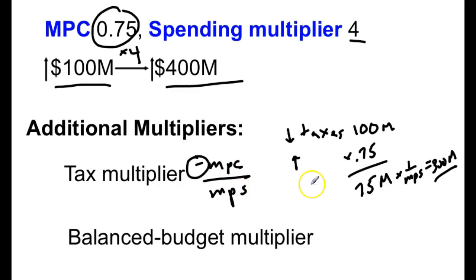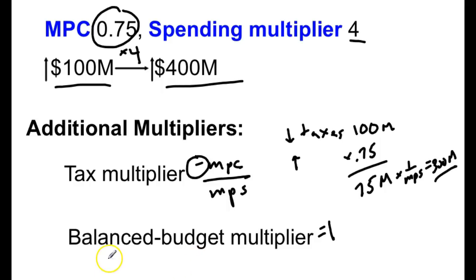So after you're done watching the video, you should go back and calculate the tax multiplier for each of the spending multiplier values given. Also, the balanced budget multiplier, and this one's a little bit more complicated. Well, it's simpler in one respect. The balanced budget multiplier is always 1. Understanding why it's 1 is a little bit more complicated.